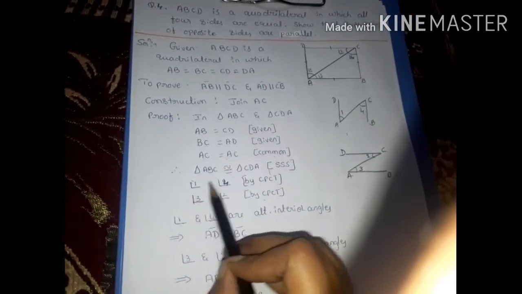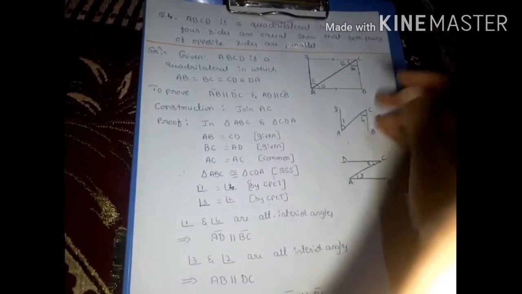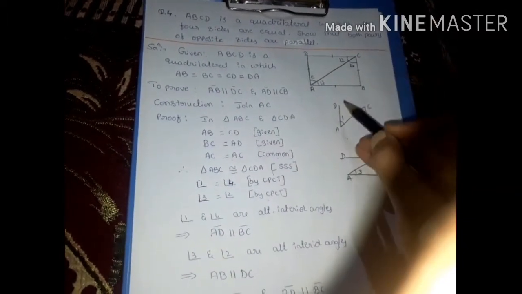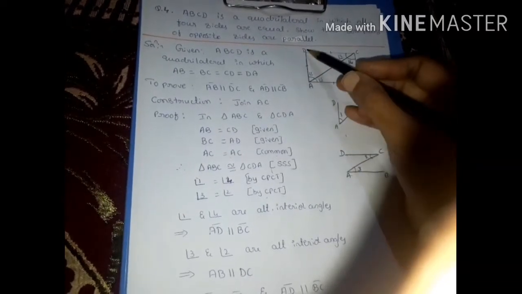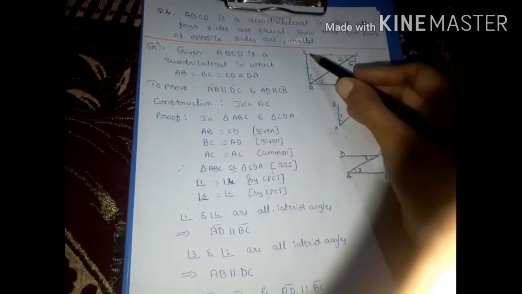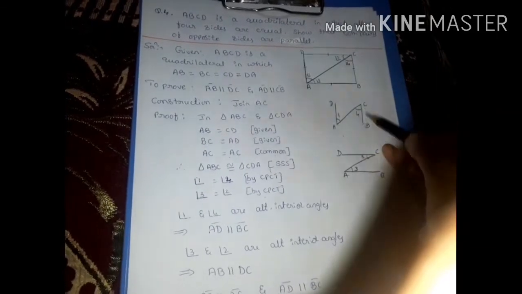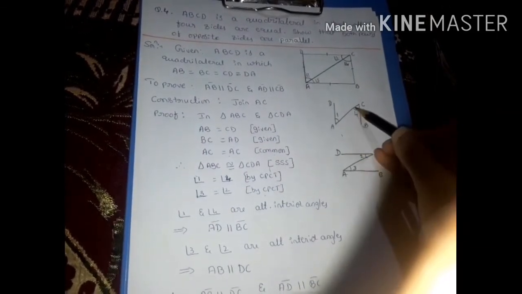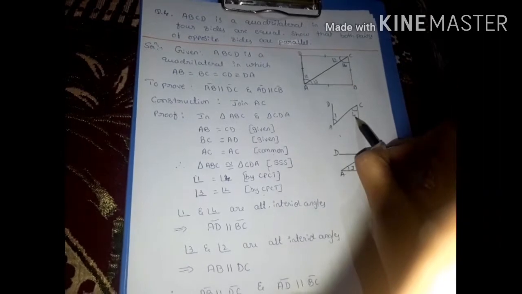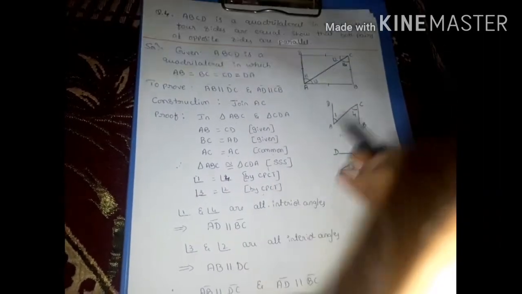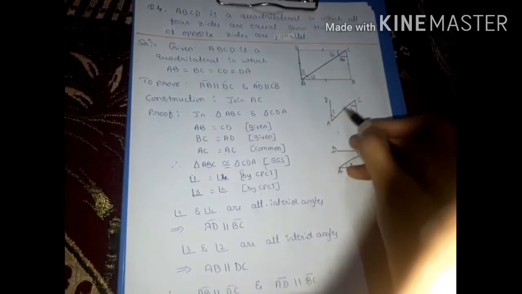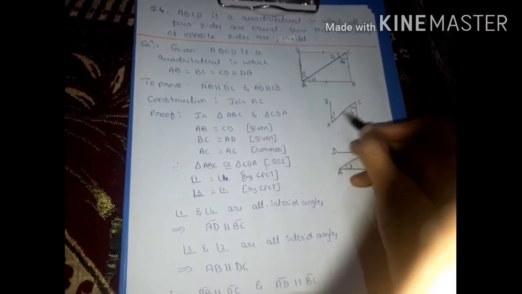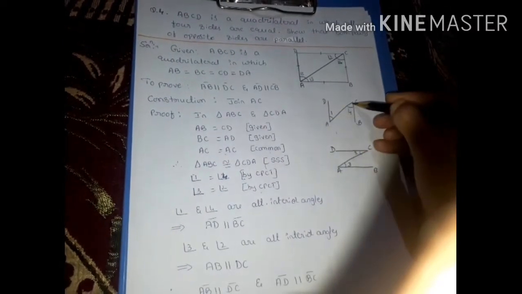Here, angle 1 and angle 4, in the sub diagram I showed here. Drawing AD and BC, AC acts as a transversal, and angle 1 and angle 4 are equal. Now we showed that by CPCT. These two angles act as alternate interior angles. Alternate interior angles are equal. Then we can say AD is parallel to BC.